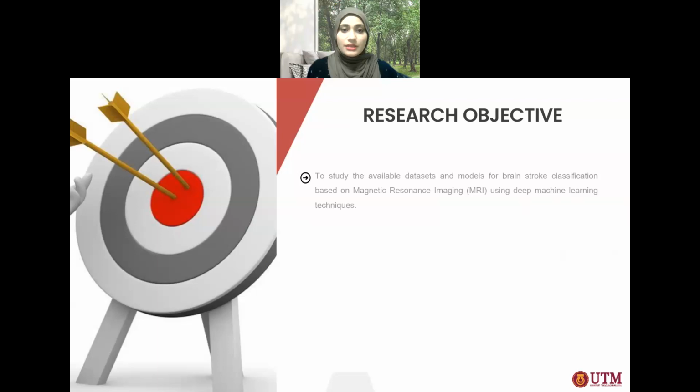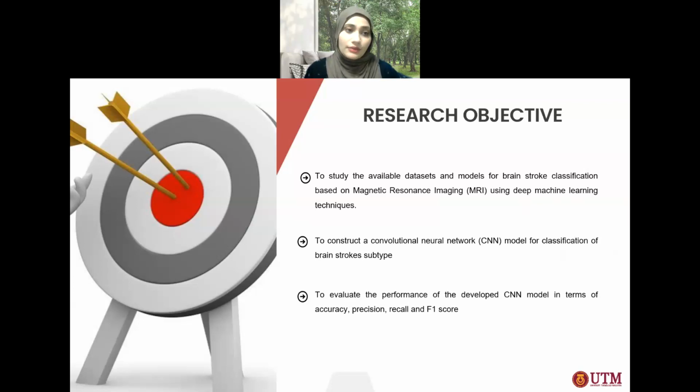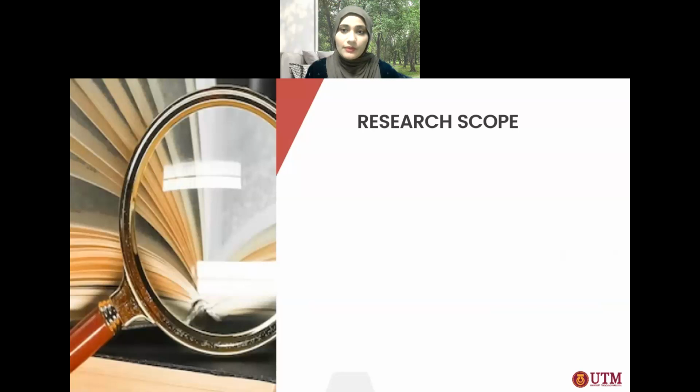So our first research objective is to study the available dataset and models for brain stroke classification based on MRI using deep machine learning techniques. Second is to construct neural network models for classification of brain stroke subtypes. And lastly, to evaluate the performance based on the metrics, which are accuracy, precision, recall, and F1 score.